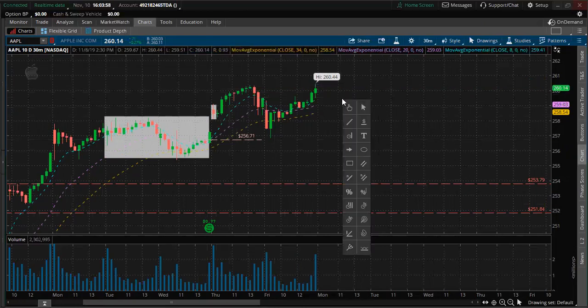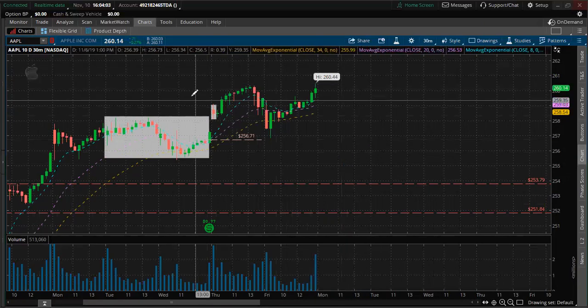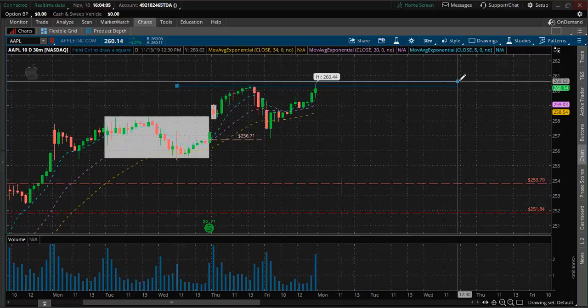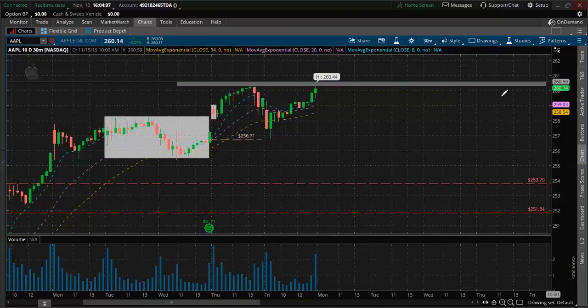And why is it a supply zone? Because if we get a double top rejection, there are sell orders sitting up here. The sheep are being fed the cheese, baby. That's what I like saying.